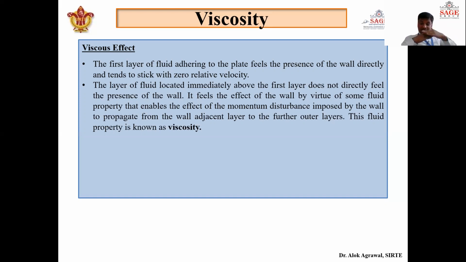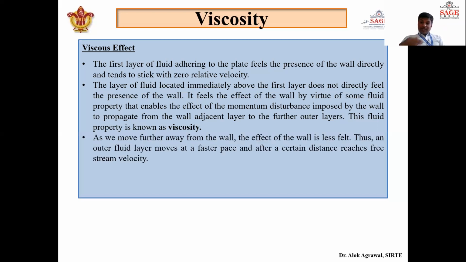Why? Because the first layer will try to decrease the velocity of the layer above. And the property by which this first layer gives resistance to the movement of the second layer is called viscosity. Again, as we move further away from the plate, the velocity of the layers will increase. The first layer velocity is 0 because of the plate. Then 0 plus something for the second layer, and the velocity will keep increasing as we move away from the plate in the y direction.